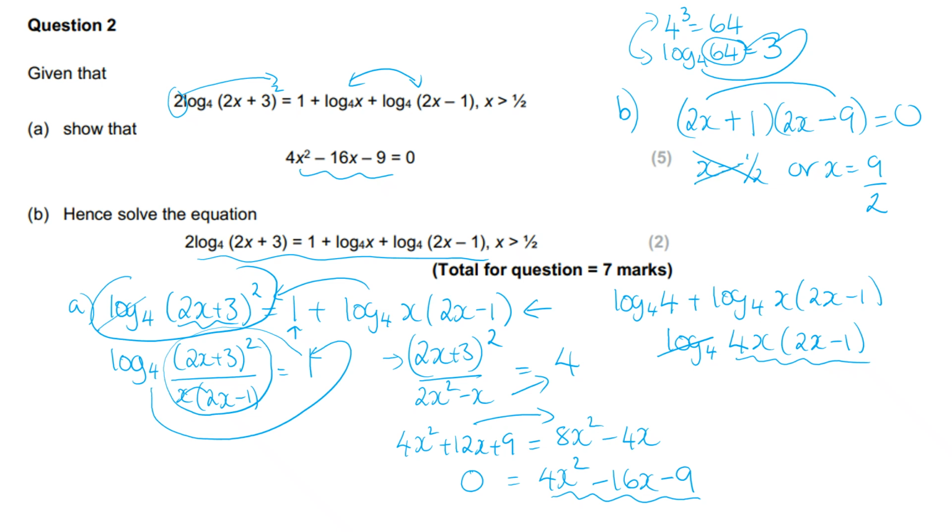Now x can't equal minus a half because we're taking the log of it, and we can't take the log of negatives. So to get the full marks, you need to rule out one of your solutions, and the answer is that x is equal to 9 over 2.